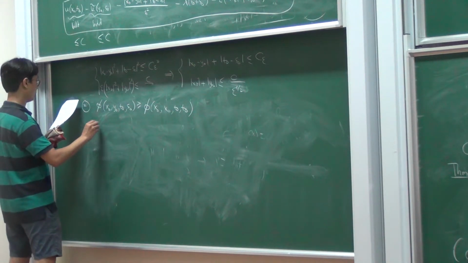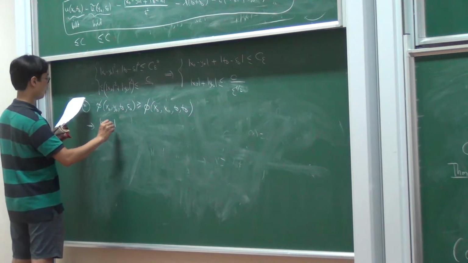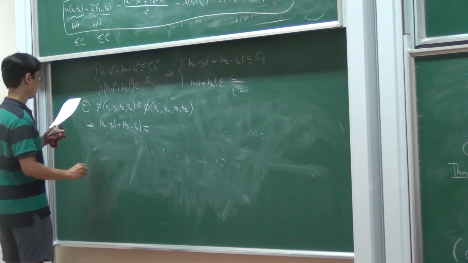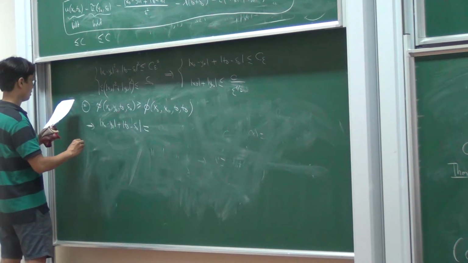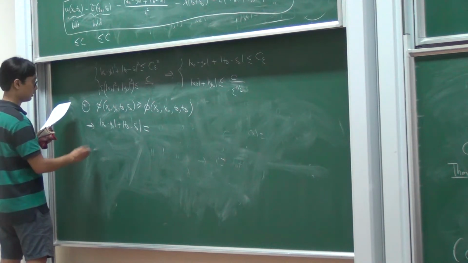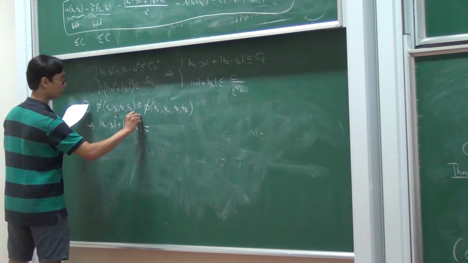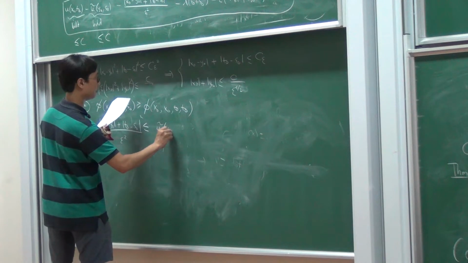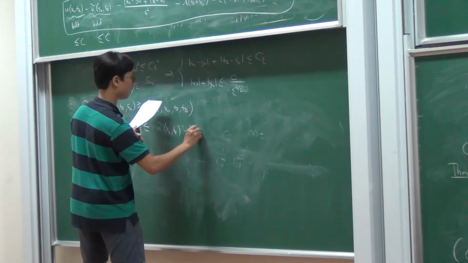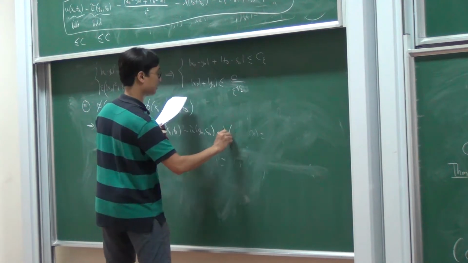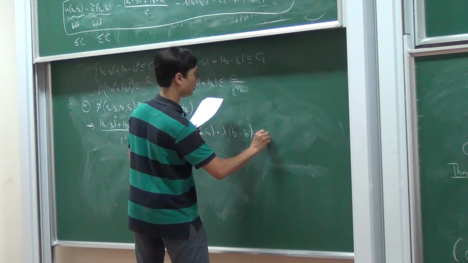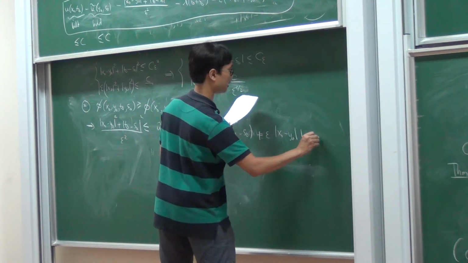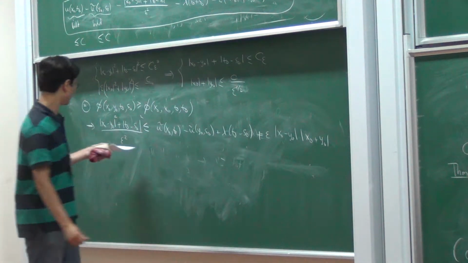You're going to end up with |x0 - y0|² + |t0 - s0|² over epsilon squared is less than or equal to u tilde of (x0, t0) minus u tilde of (y0, s0) plus lambda times (t0 - s0) plus epsilon times (|x0|² + |y0|²). By plugging in, you have something like this.